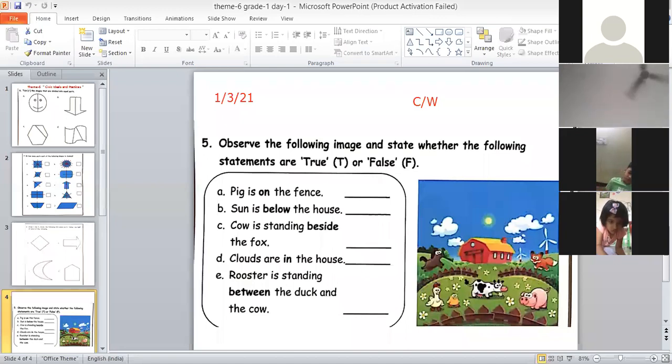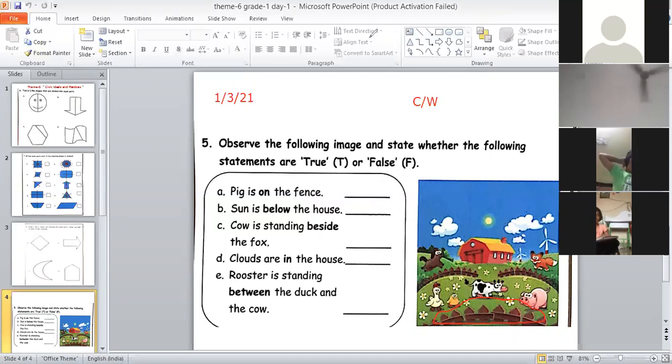Now, children, you have to observe this picture carefully, and then you have to tell whether the pig is on the fence or not. Fence means you can see here this wooden boundary. This is known as fence. I hope you all can see this wooden boundary here. Now they are asking, pig is on the fence.